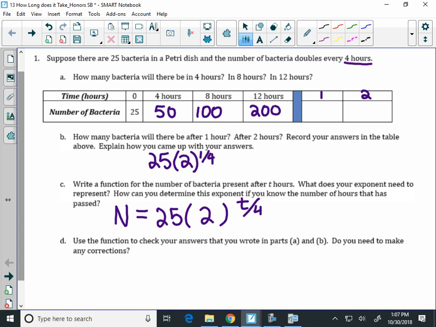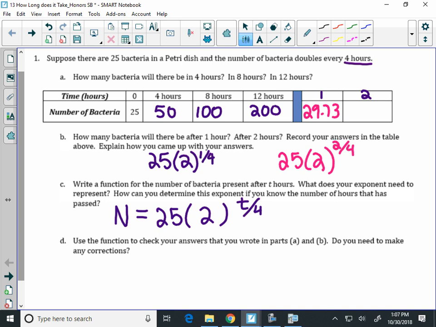Why? Because it's every 4 hours, but you want to find 1 hour. It doubles every 4, so after 1 hour, that's 1/4 of that amount of time. So how many bacteria are there after 1 hour? 29.73. So you have a decimal number of bacteria. Now let's find after 2 hours. So you would do 25 times 2 to the 2/4 power.